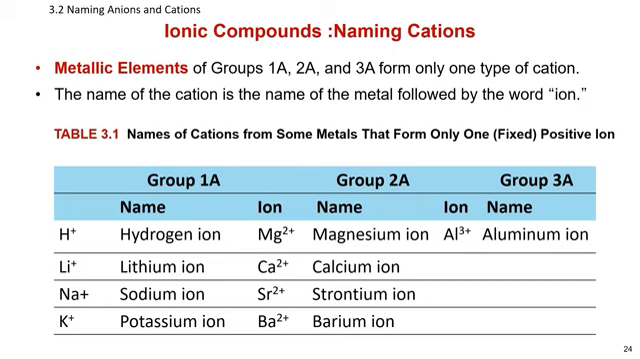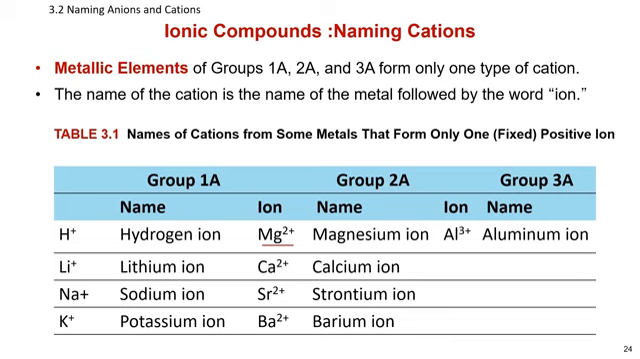How do I get 2 plus for magnesium? It is in group 2A. 2A means lose 2 electrons. So all these are main group. When they are naming, they have fixed charges, only one charge. Therefore, you don't put parentheses in the name.